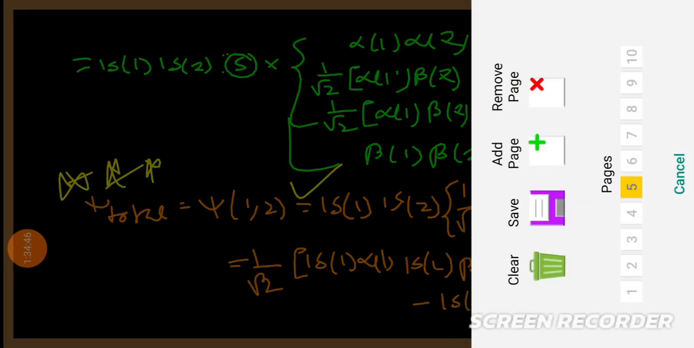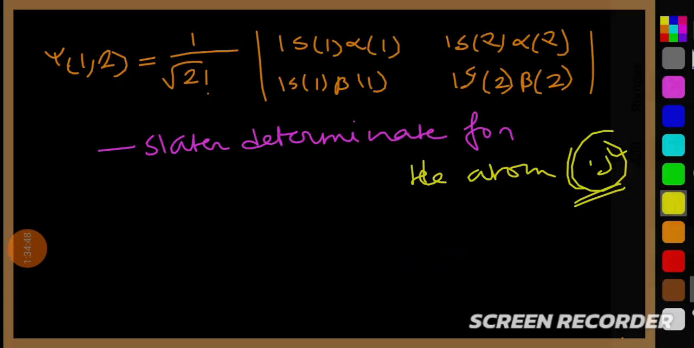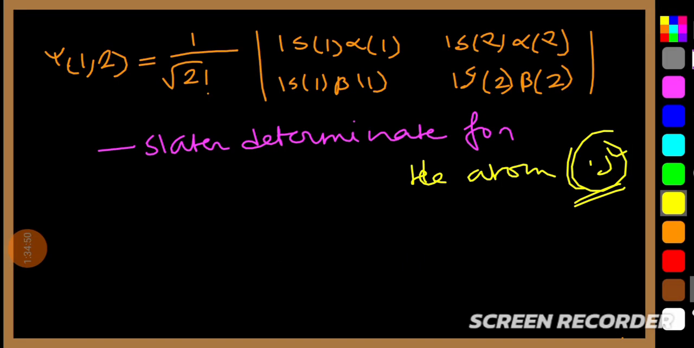So psi 1 2 for helium atom, that is 1 by root 2 within a determinant, that is 1s1 alpha 1, 1s2 alpha 2, then 1s1 beta 1, 1s2 beta 2. Okay, this is called the Slater determinant, and that should be for helium atom.